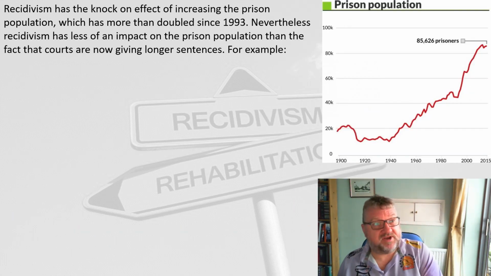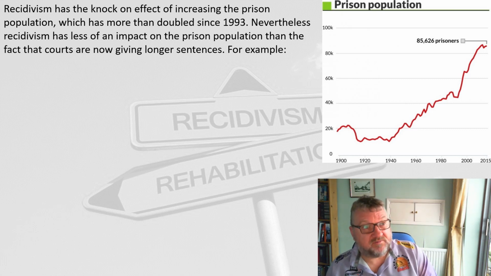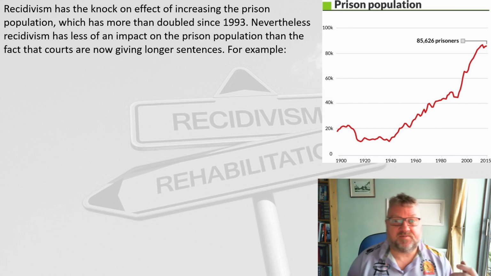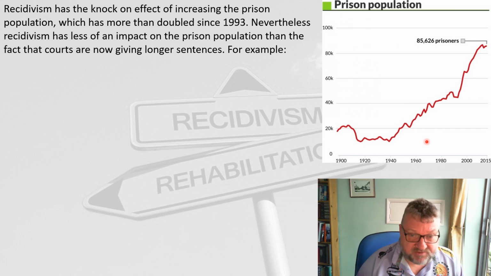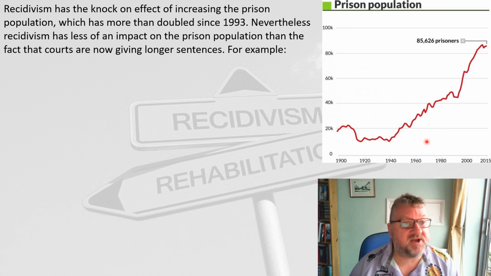Carrying on with our theme of repeat offending, well, obviously recidivism, if people keep reoffending, that's got the knock-on effect of increasing the prison population. Now that has more than doubled since 1993, but that has probably less of an impact on the prison population than the fact that courts are now giving longer sentences. So actually, why has our prison population gone through the roof? Well, there is reoffending, and that's obviously going to add to it, but actually we are giving out longer sentences in our courts, so that means more people are staying in prison.